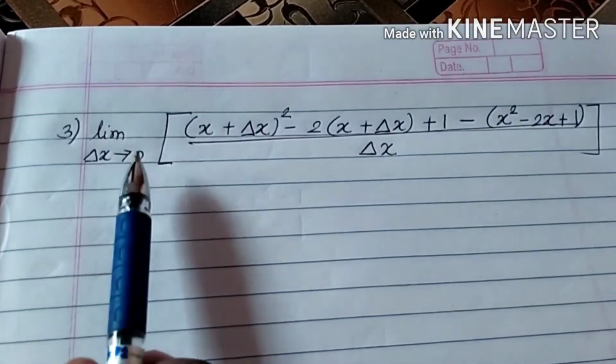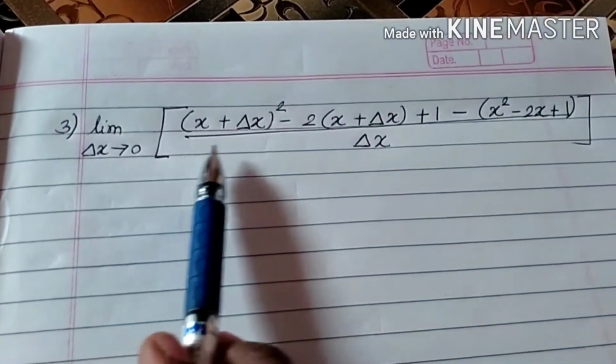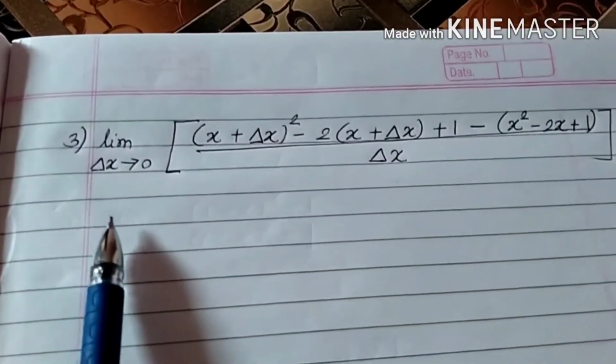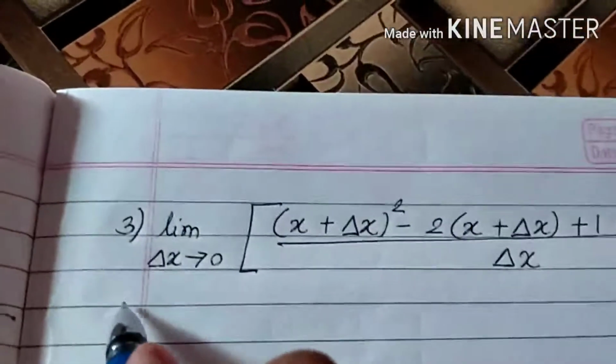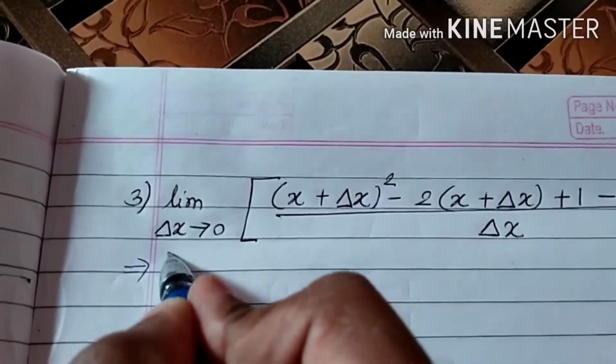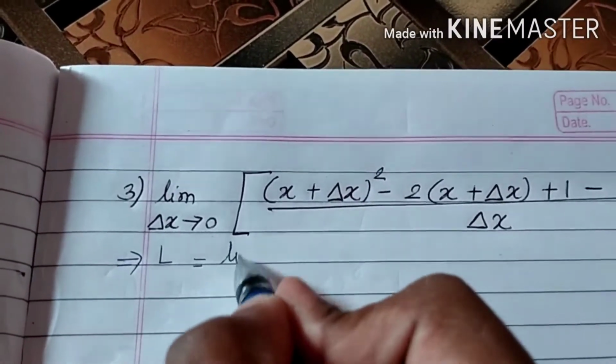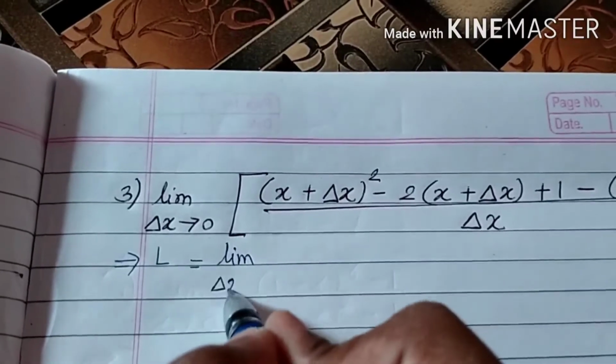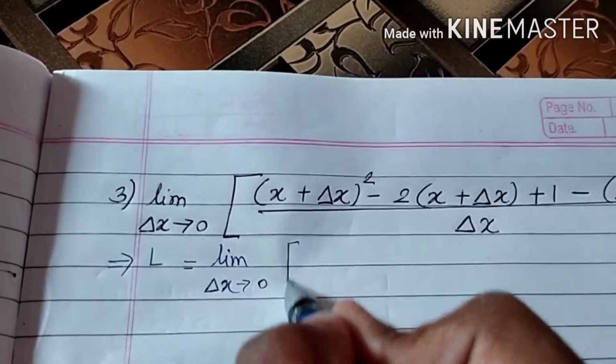Now next example, limit delta x tends to 0 and this expression. So first take it as L and write all the expression.